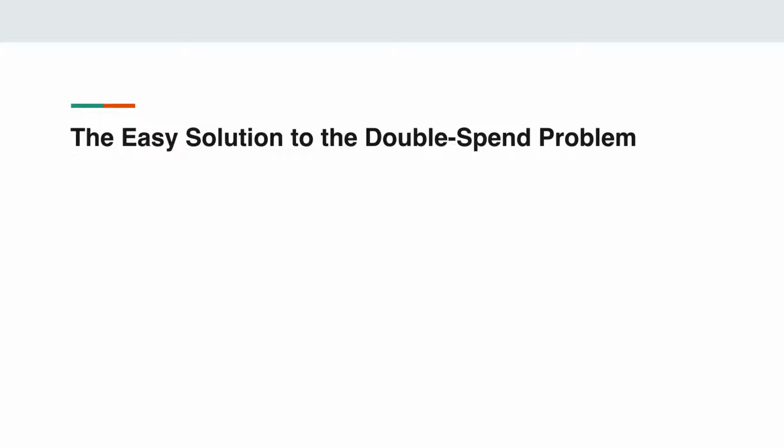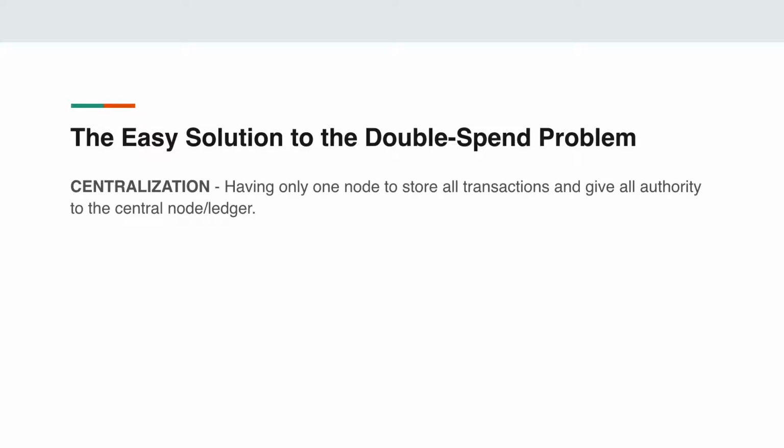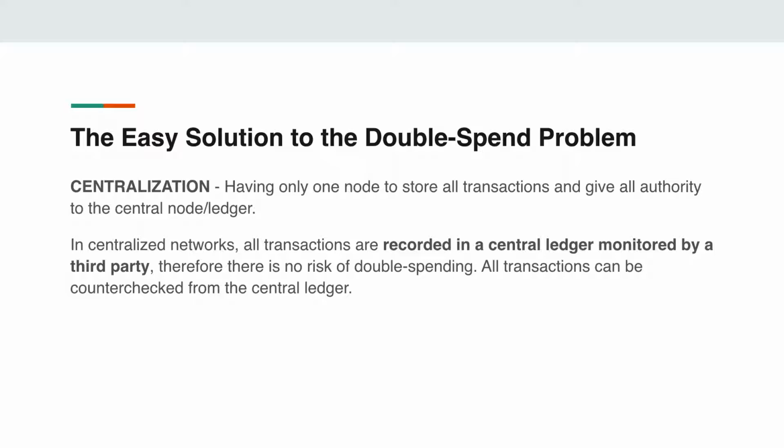Now, the simple solution to double spending is always centralization. You give authority to one node and it stores all transactional records and it conducts all validation. In the previous module, we saw that in a centralized network, all transactions are recorded in a central ledger monitored by a third party. Therefore, there's no risk of double spending as, one, only the trusted third party is in charge of facilitating transactions. Two, validation of transactions is faster as there's no need of broadcasting to all nodes. This means that there's no time for a malicious actor to double spend as the transaction is being validated.